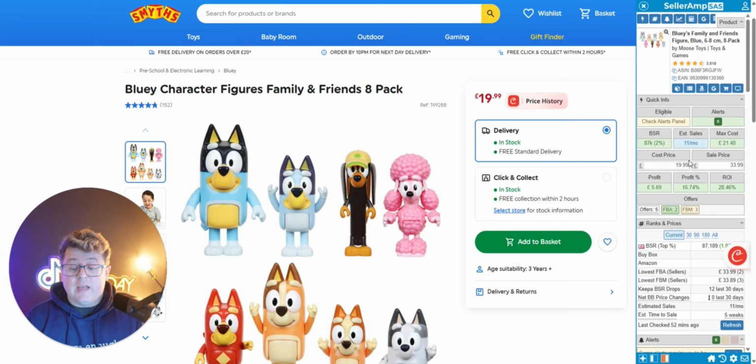This product does actually look quite good. Obviously you can see here £5.69 profit. It does sell 11 times a month, but also we've only got 2 competition, as in the FBA sellers. We have got 3 FBM sellers as well. But is this product actually perfect to buy?